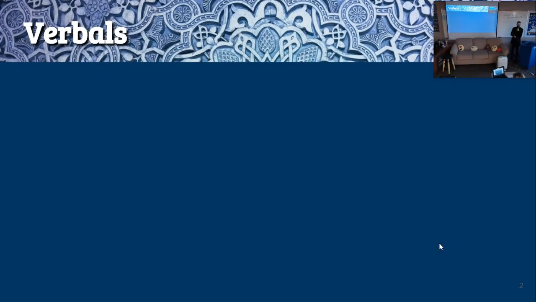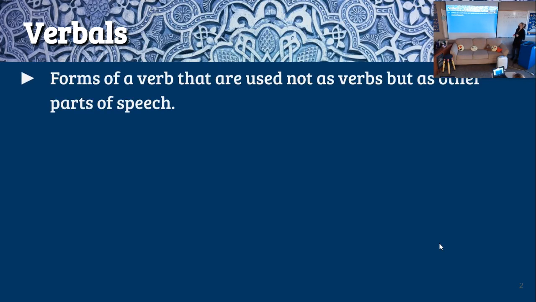Okay, so first things first, make sure you're filling in your notes. Verbals are forms of a verb that are not used as verbs, but instead are used as other parts of speech. So verbals look like verbs, but they don't function like verbs. Mind-blowing, I know. Have you guys talked about verbals at the junior high? You see a couple head nods.